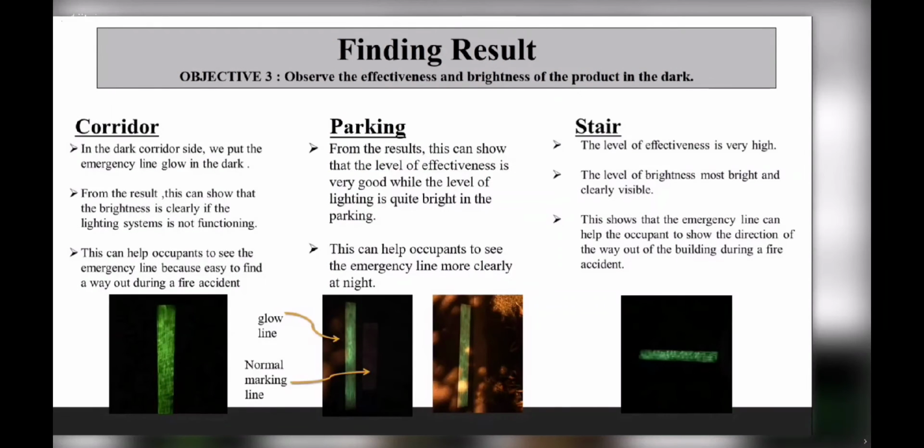Next is stairs. Based on the picture, this shows that the emergency line can help the occupants to show the direction of the way out of the building during a fire incident.